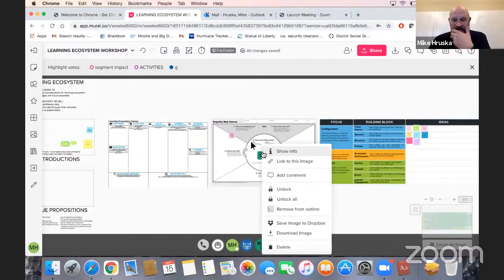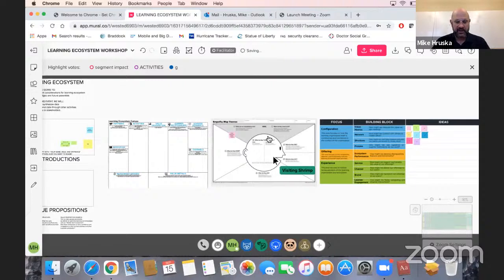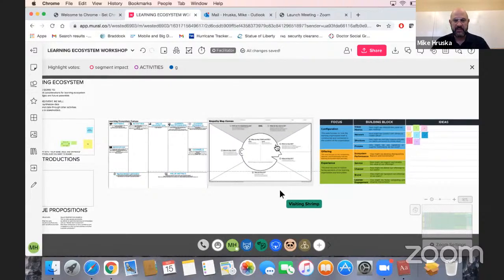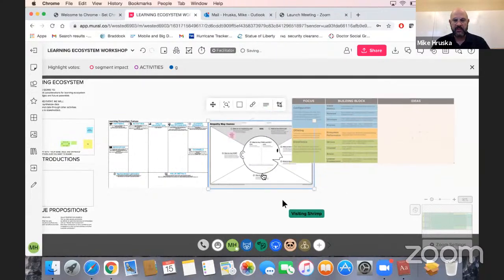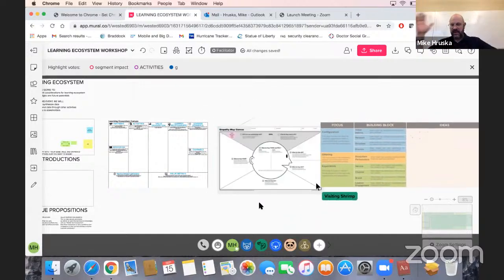I found the magic here. So I can unlock that. If I unlock that, actually, I'm going to just unlock all. And what that does, now I can grab anything that's here and move that around. That gives you the freedom and flexibility to configure your space.